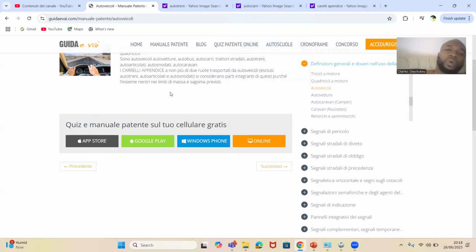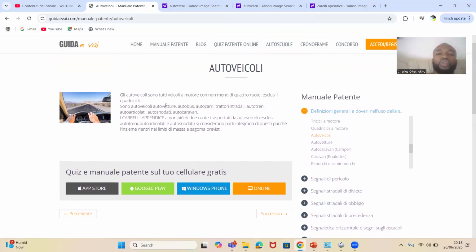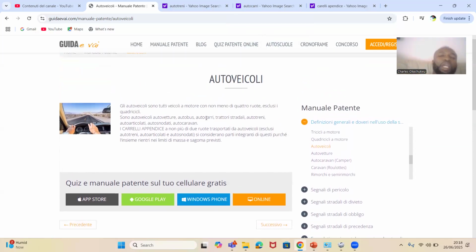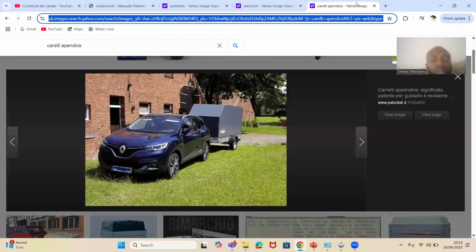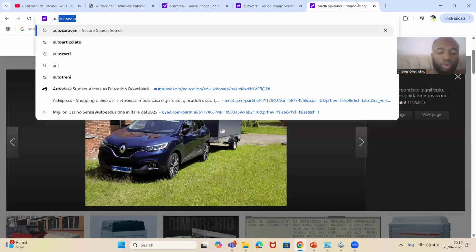Okay, now watch. Let us now continue from our app. So now, let's go for that. They say, sono autoveicoli, autovettura, which we have already seen. Autobus, we already know what it is. Autocarri, trattori stradale, autotreno, autoarticolati, autocaravan, autosnodati. Let me show you what is called autosnodati. I'll show you a picture.